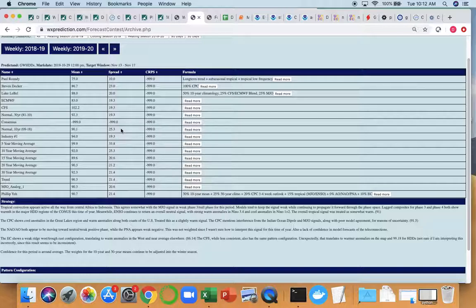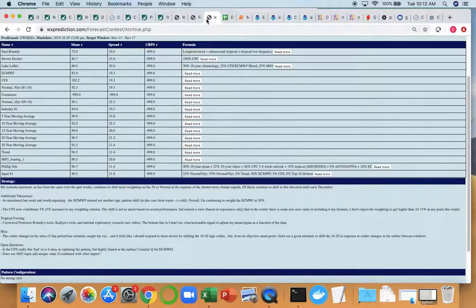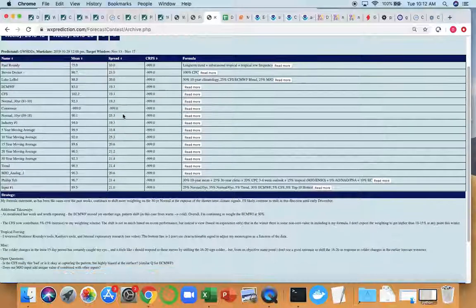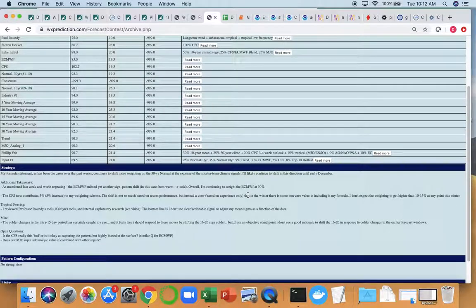Let me switch screens here. In terms of my forecast formula today, the noteworthy adjustment is really that I continue to shift more weighting to the 30-year normal and less weighting to the 10-year normal and the trend. Again, that's a continuation of something I've done the last few weeks, and it's in response to my view that, at least in the United States, the climate shift has had a more significant impact in the summer than in the winter.